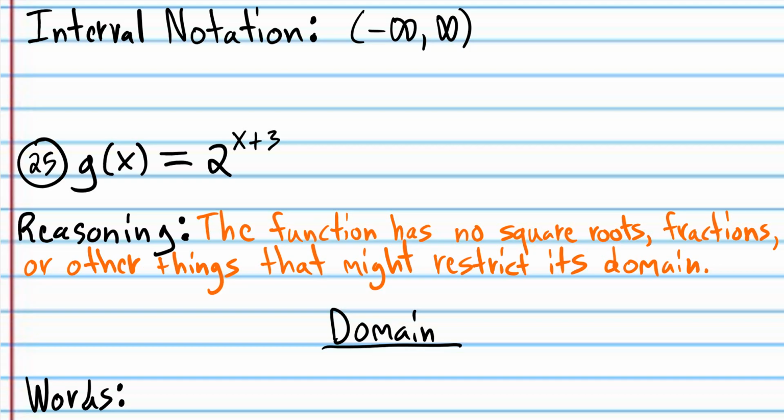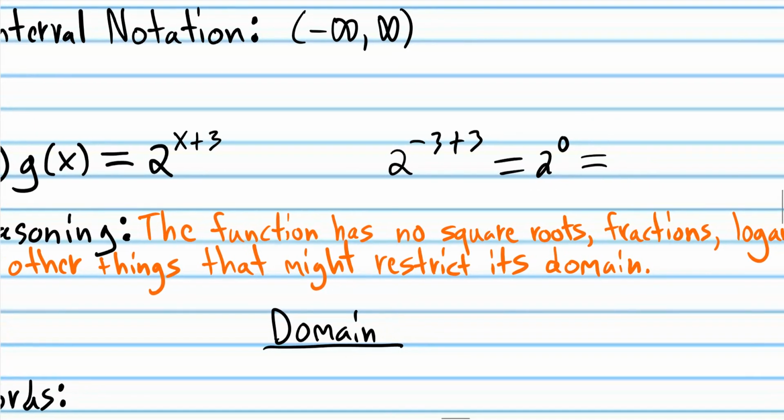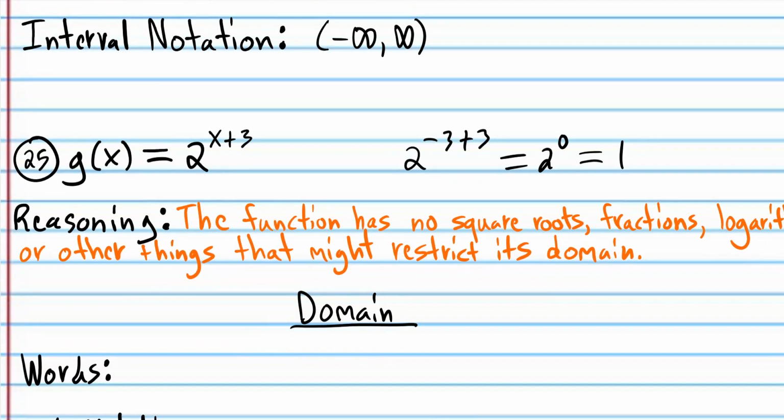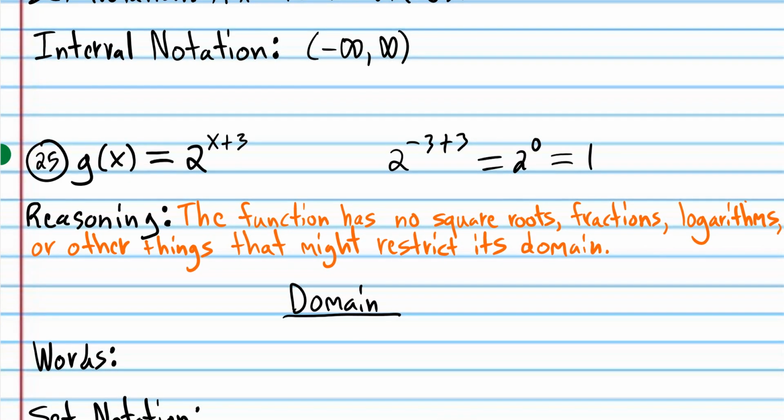So if you plug in -3 for x, then you get 2 to the 0. Is this undefined? No. Exponent rule number 7 tells us that anything raised to the 0 power is 1. And if you want to look at the exponent rules, you can find those in my intermediate algebra course. So there is an output if our input is 0.